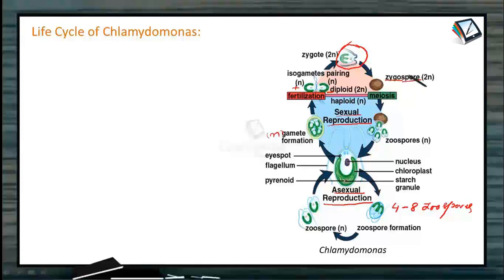The protoplasm of the zygospore undergoes meiosis, reduction division, and zoospores are produced. Because it is reduction division, the zoospores are haploid. These zoospores directly grow into the Chlamydomonas plants. So this life cycle of Chlamydomonas is called haplontic life cycle. It means the major stages of the life cycle are haploid. The diploid stage is confined only to the zygote. That is why it is called haplontic life cycle.